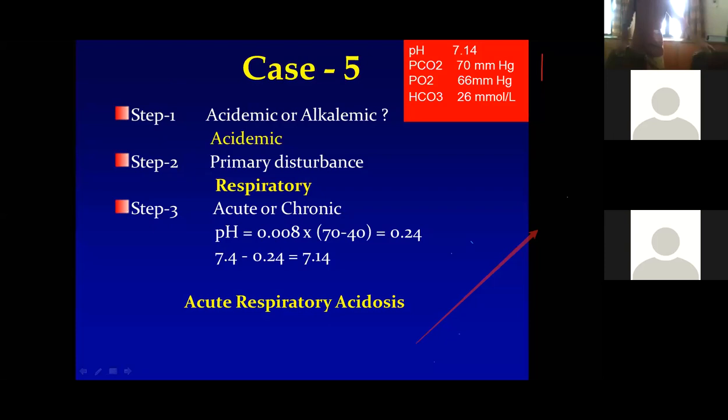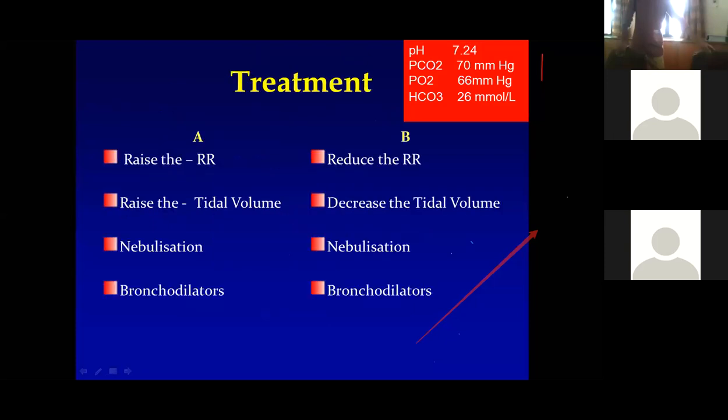Now, a little bit of adjustment here. What are you going to do for the treatment? A: increase the respiratory rate, increase the tidal volume, give nebulization or bronchodilators, or B: reduce the respiratory rate, decrease the tidal volume, nebulization and bronchodilators. A or B?